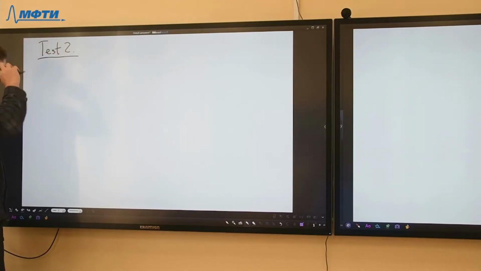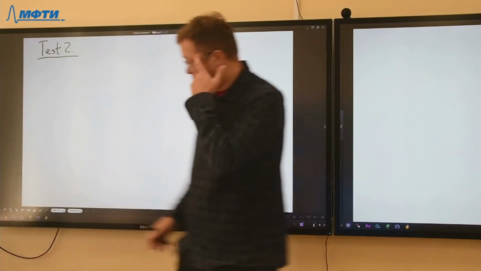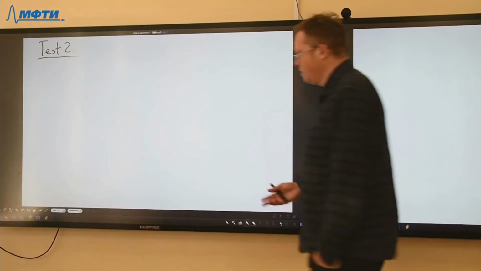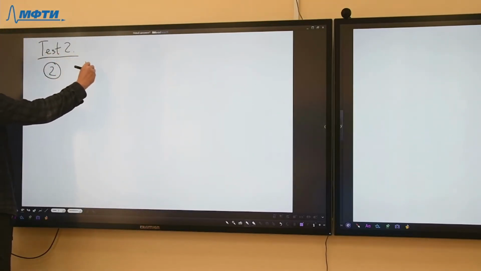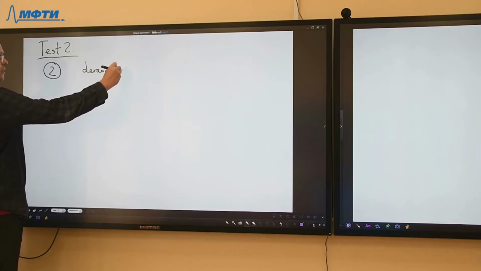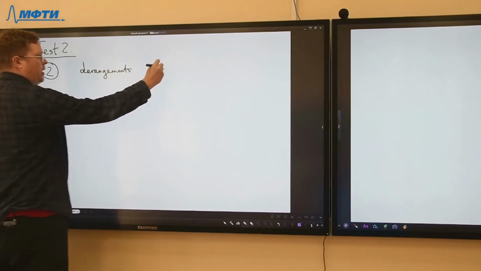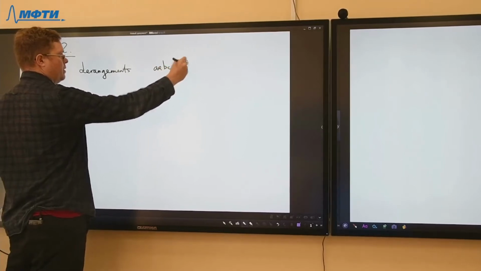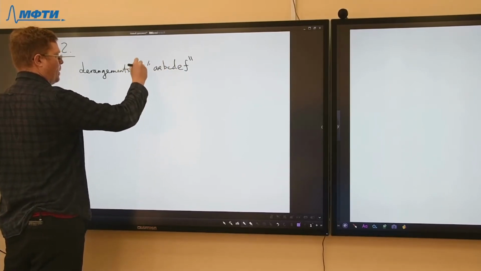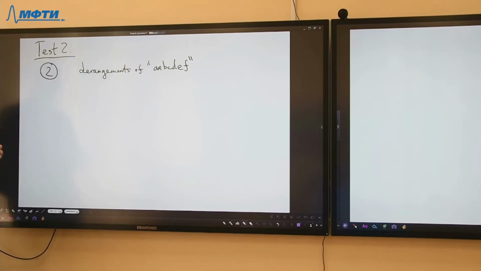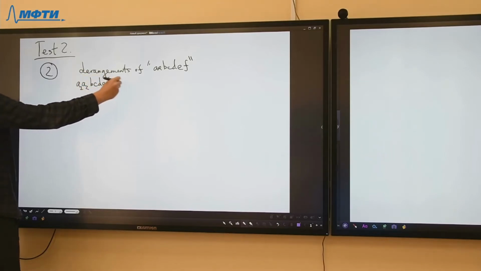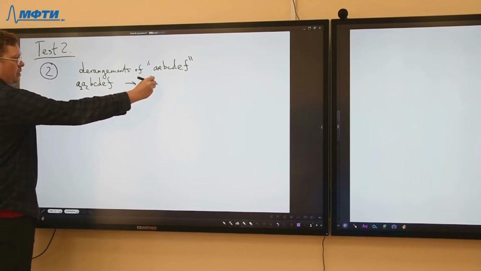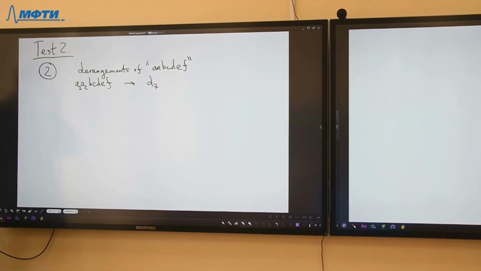Previous test, I want to briefly discuss solutions to the second and third exercise. So the second exercise was the number of derangements of the word A, B, C, D, E, F. Okay, so first of all, if we assume that these letters are different, then we should get D7 number of derangements.